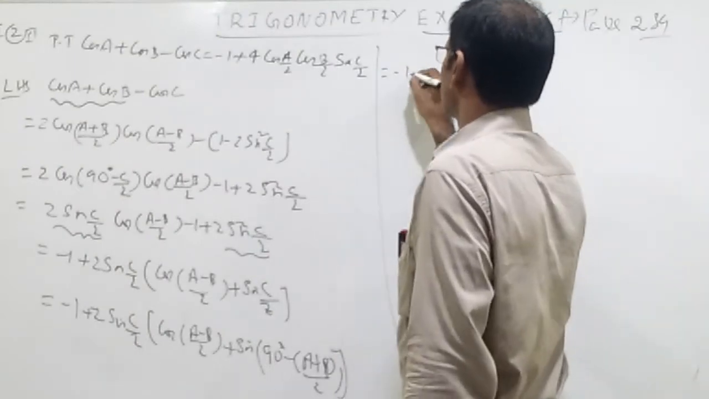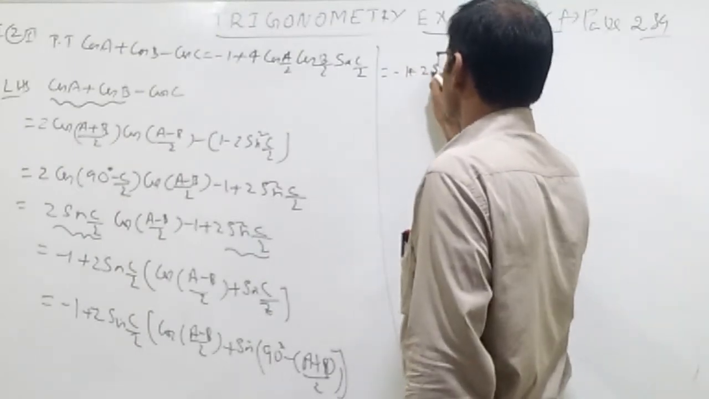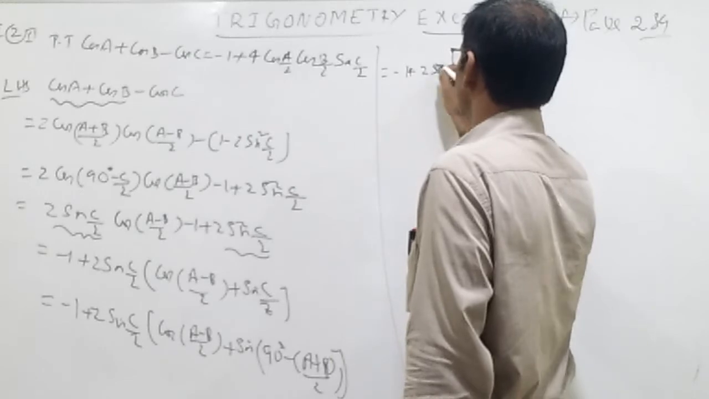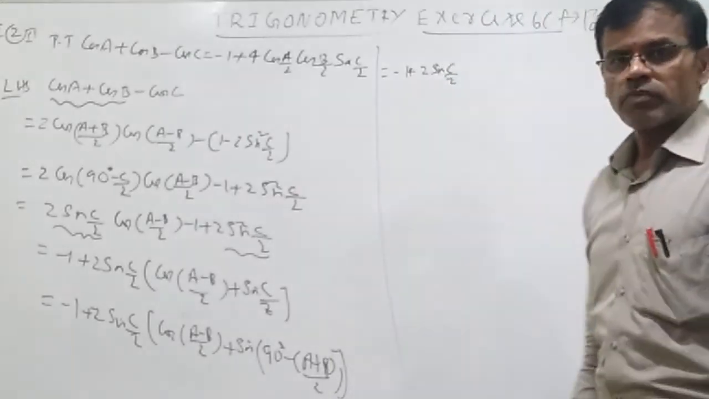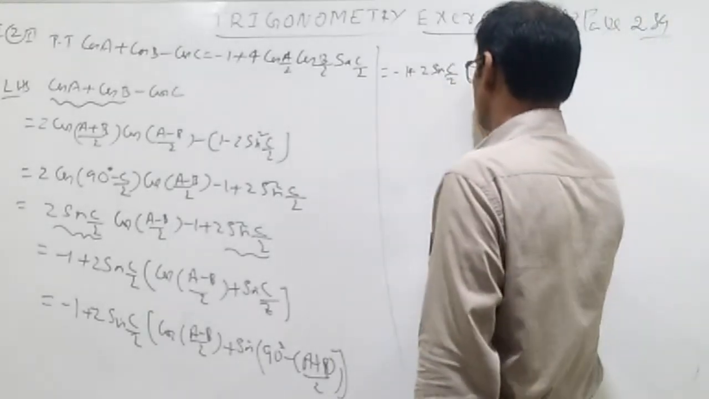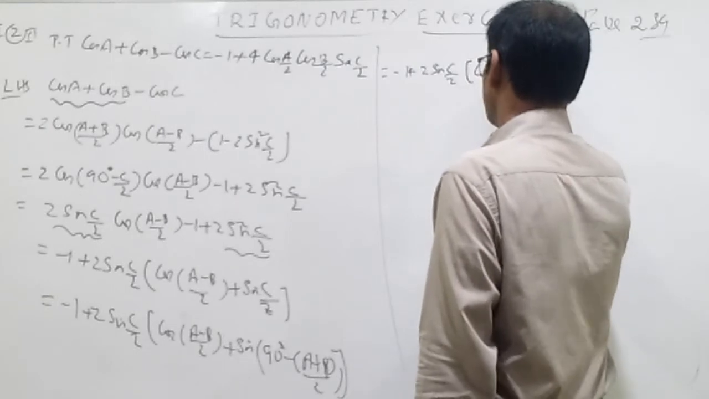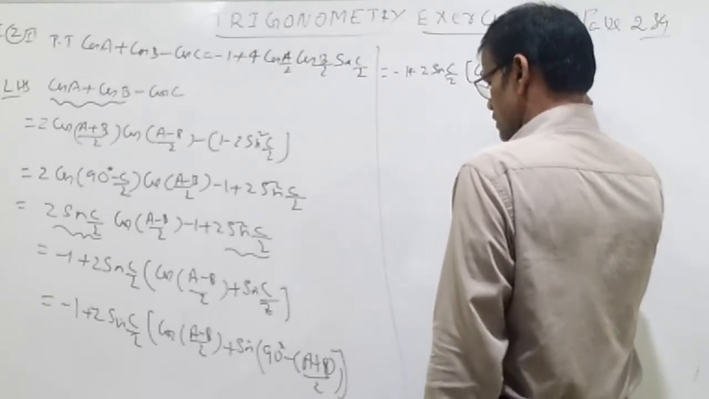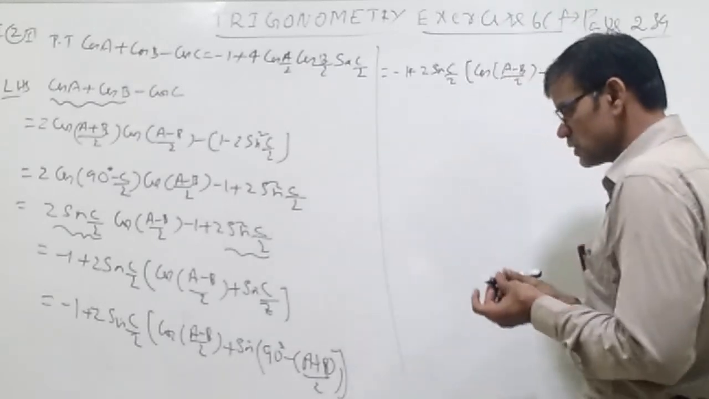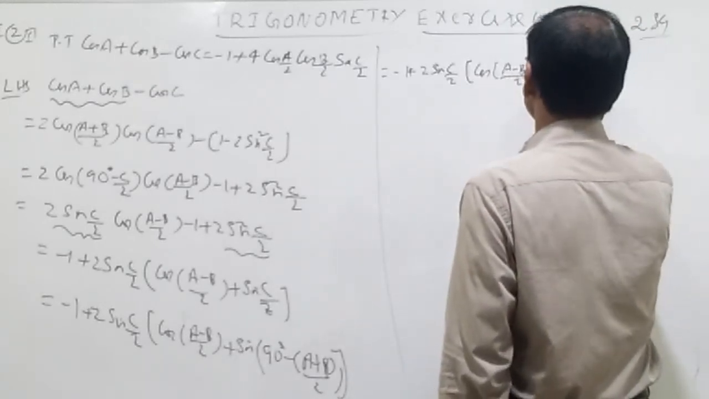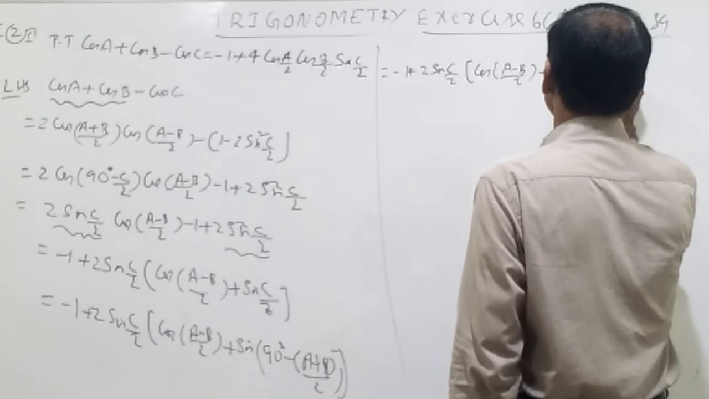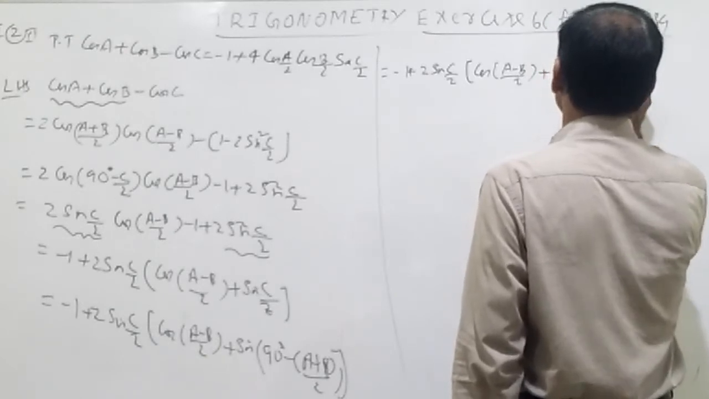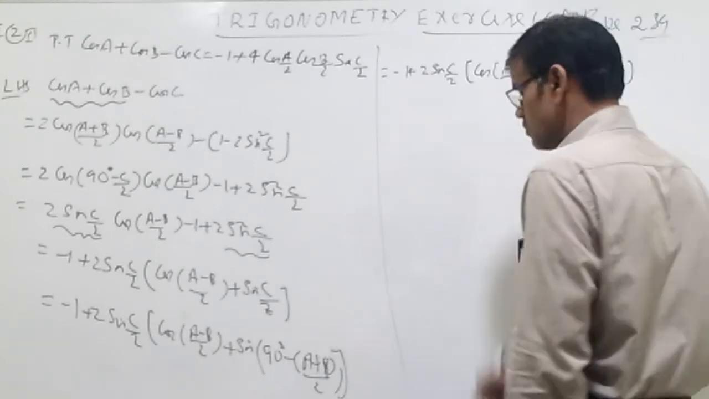That is equal to minus 1 plus 2 sin C by 2 into cos of (A minus B) by 2. Sin of 90 minus theta gives cos theta. So it is plus cos of (A plus B) by 2.